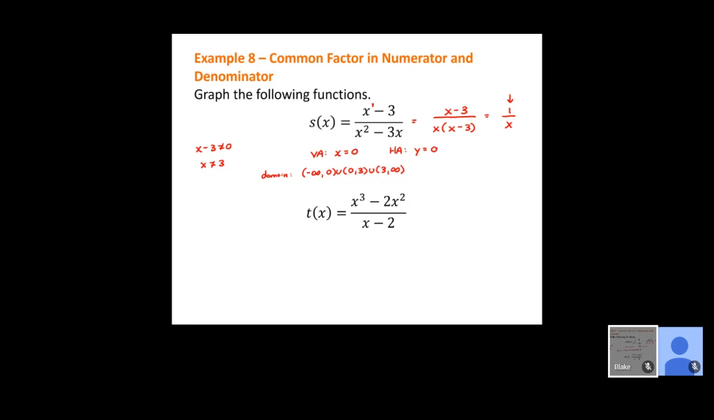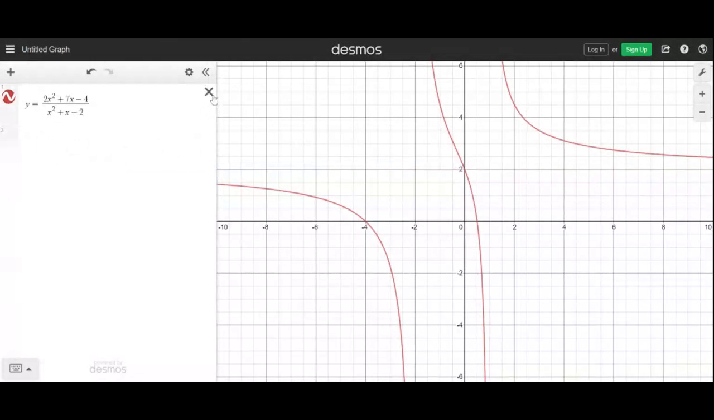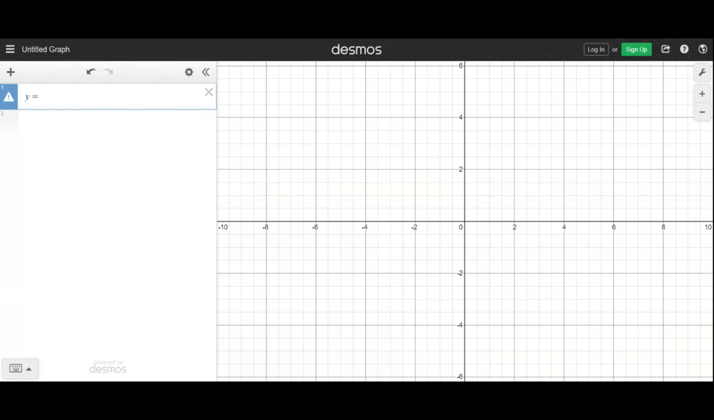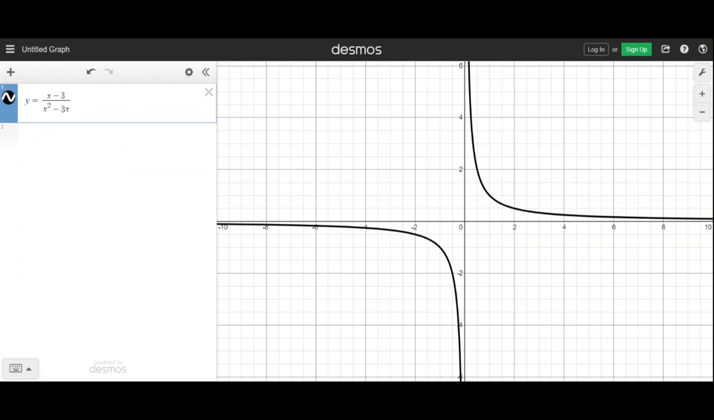Okay, so let's take a look at this graph, see what it actually looks like, and see what's actually happening at 3 this time. Let's switch back over to Desmos. And so I'm going to graph y equals x minus 3 over x squared minus 3x, right? That was the original function. Again, notice here, it looks very similar to that first graph that we looked at, just the basic 1 over x, because that's what it simplifies to.